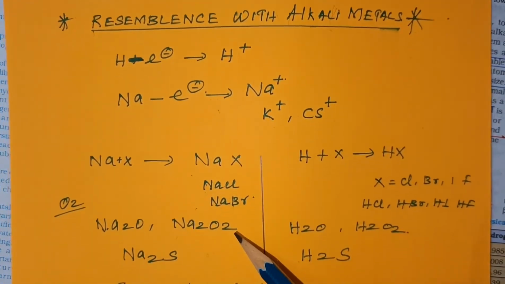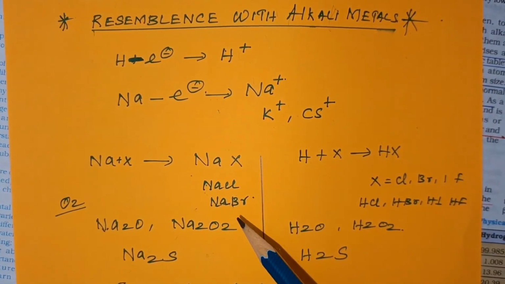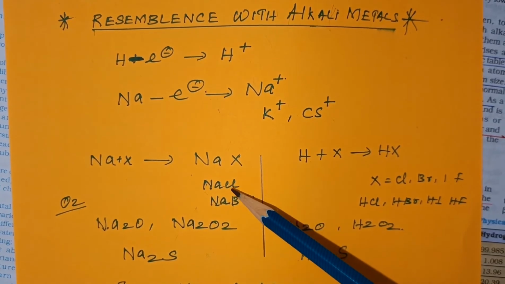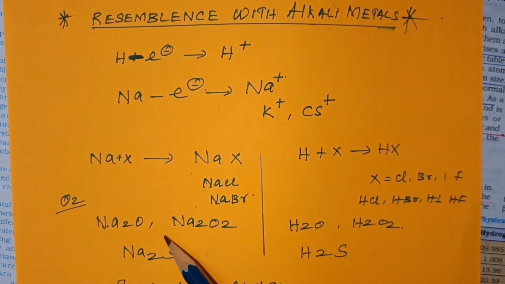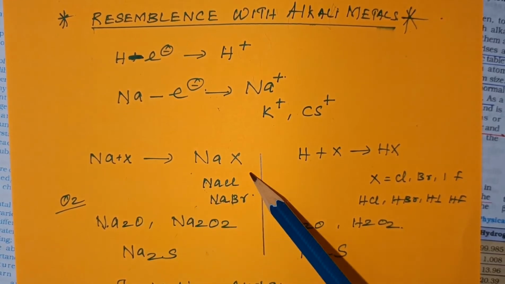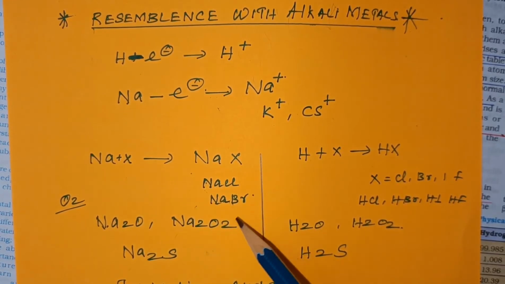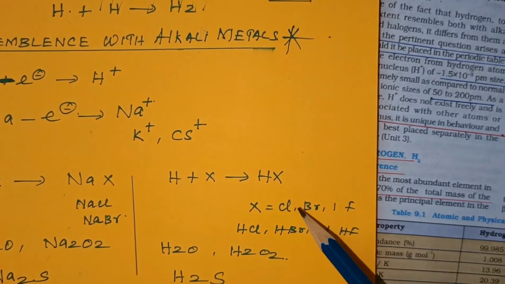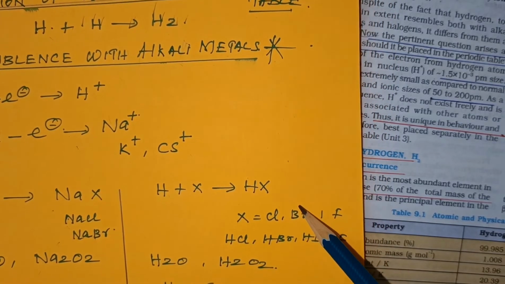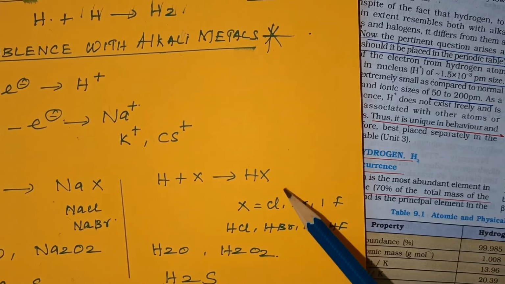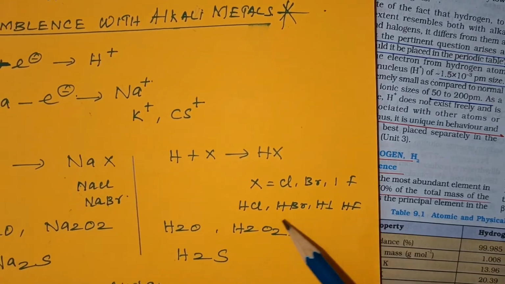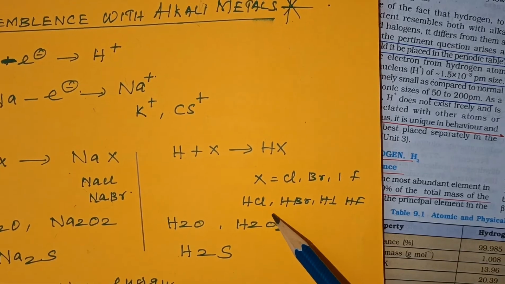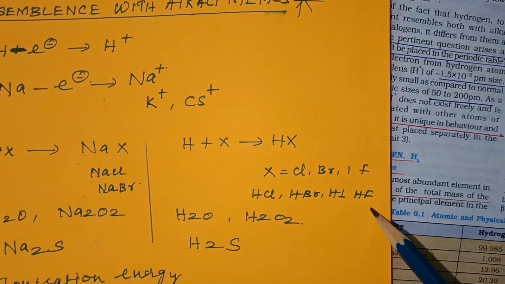The second property in which hydrogen resembles alkali metals is the formation of compounds like halides, oxides, peroxides, and sulfides. For example, sodium forms halides such as sodium chloride and bromide, and oxide, peroxide, sulfide. Hydrogen also possesses the property of forming halides. It forms hydrogen halides, where X may be chlorine, bromine, or iodine. For example, hydrogen halides like HCl, HBr, HI, and HF.